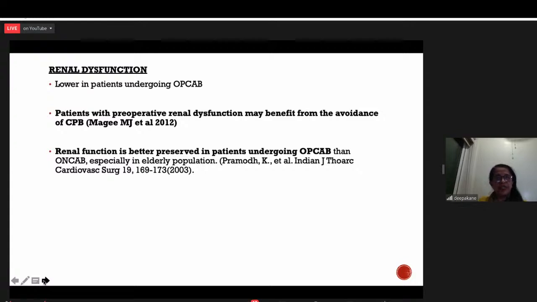About renal dysfunction, patients with pre-operative renal dysfunction may benefit from avoidance of CP bypass, as renal function is better preserved in patients undergoing off-pump CABG. There are references for all that.